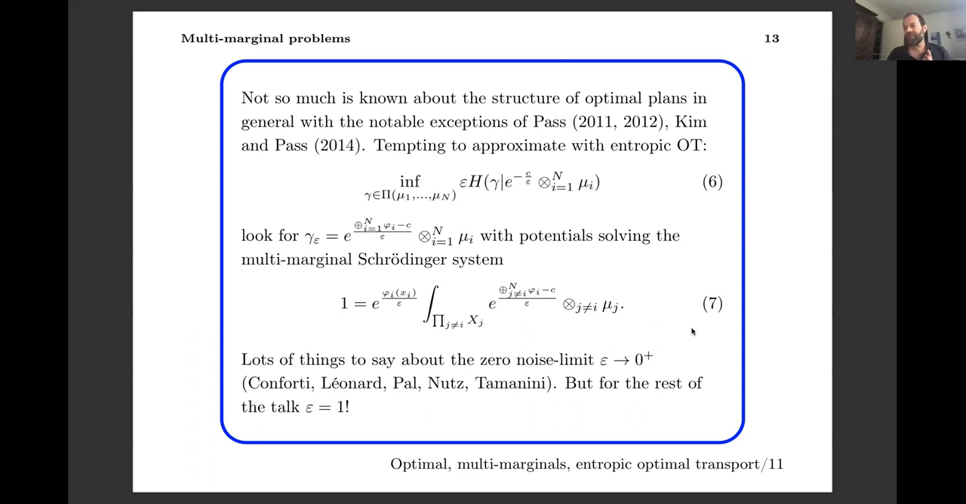So again, you can forget from now on, there is a big warning here. Of course, there are lots of things, and many of you, many of your co-authors have been involved in the very important issue of what happens if epsilon goes to zero.